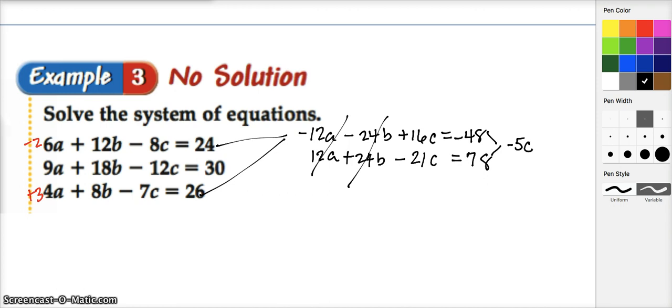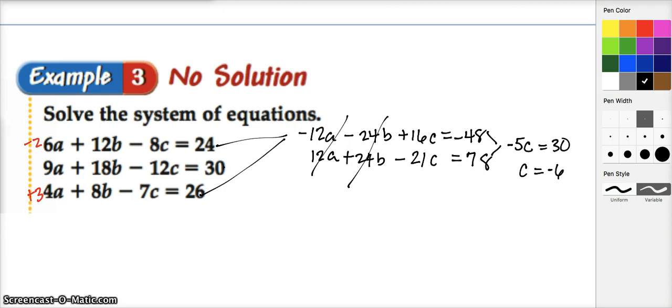Are you guys with me? And when I add these together, the 48 goes away, and I get a positive 30. So that was kind of nice. I was able to get C pretty quickly, and C is equal to a negative 6 if I divide both sides by a negative 5.